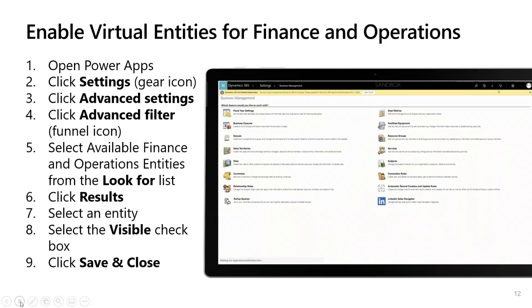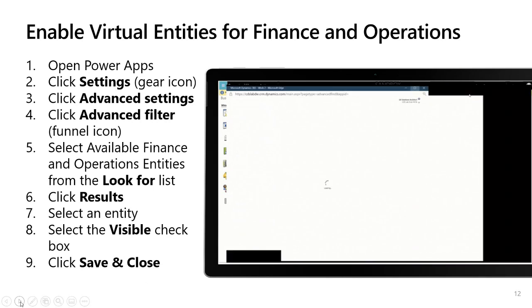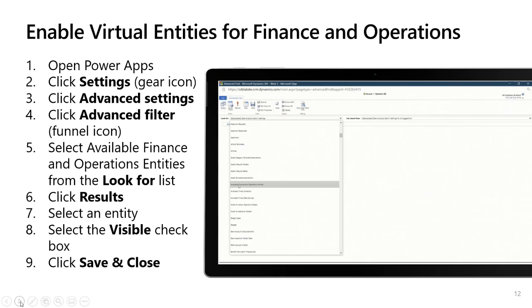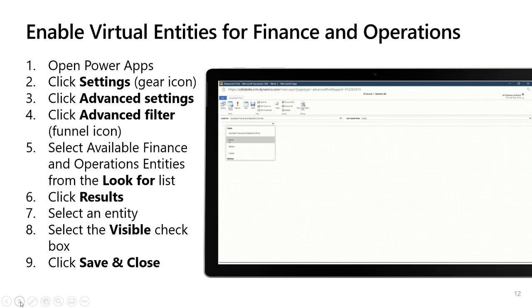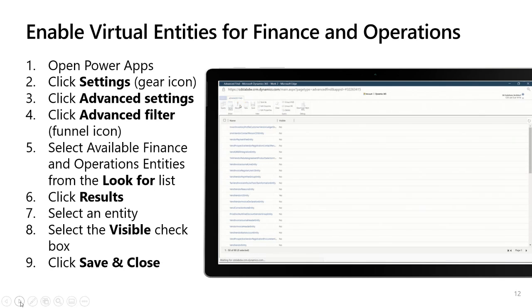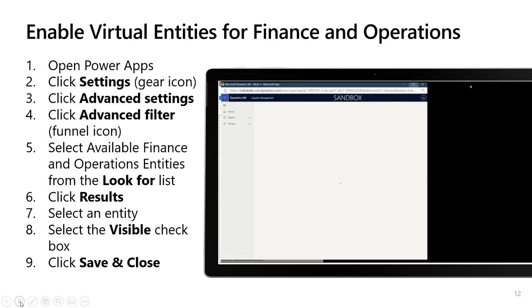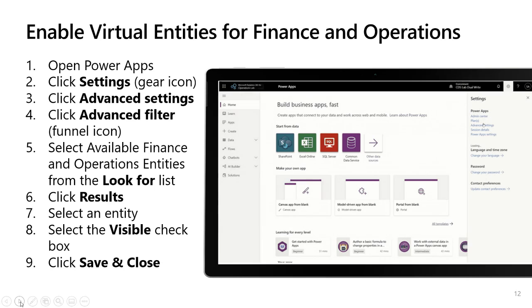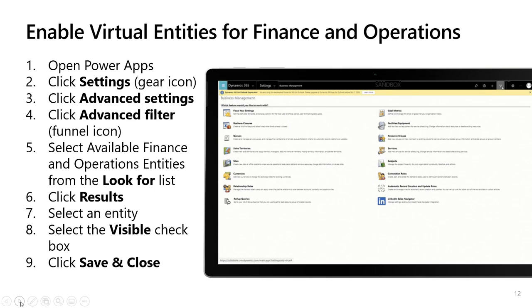So native entities are great if it's new data, it doesn't exist in F&O. If you want to take data from your F&O environment, then what we do is, again, we'll open Power Apps, and this is a GIF. It'll play through about 3 times here, so you'll get to see it multiple times. You're going to open Power Apps and go to the settings, which is the gear icon in the upper right-hand corner, and then click on Advanced Settings. So here you can see that's where this is happening.